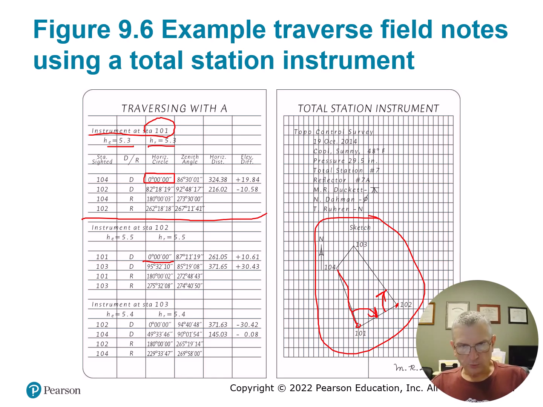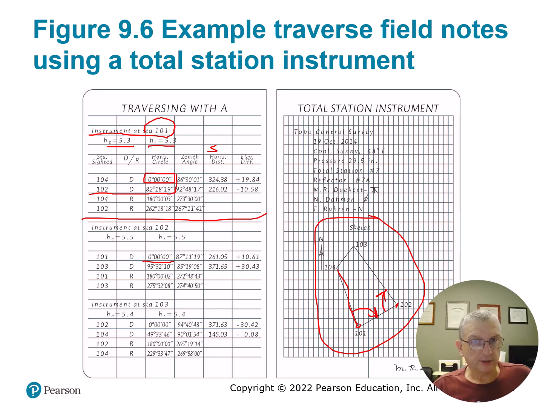And then they moved up on 103 and turned in on 104. Now this is only 3 of the 4 angles, but also let's look at 82, 18, 19 is the direct angle to 104. And here is a zenith angle and horizontal distance. This really should be slope distance so that you don't get them confused.